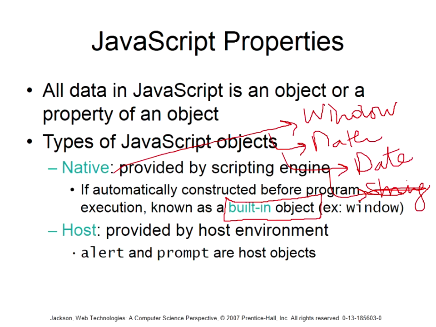So keep in mind that in JavaScript there are two types of objects: native and host. Host, that means provided by the host environment. For example, in our case, the browser provides alert and prompt. And native, that means provided by the scripting engine. Is it clear now?